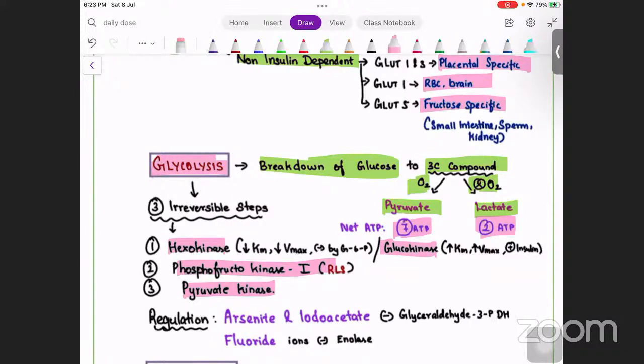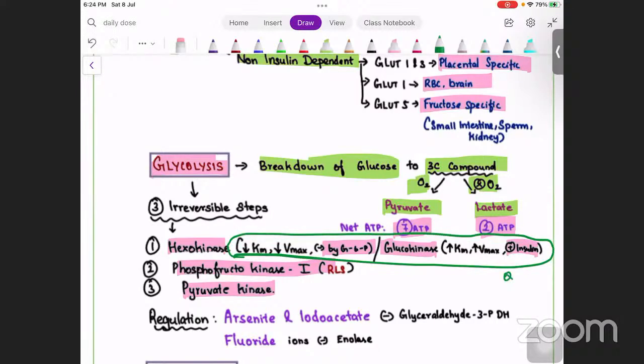Hexokinase has a low Km and low Vmax, and it is also inhibited by glucose 6-phosphate, while glucokinase is present in the liver and is stimulated by insulin. This was one of the important MCQ areas, people. The difference between hexokinase and glucokinase is one of the important MCQ areas that you should not miss.